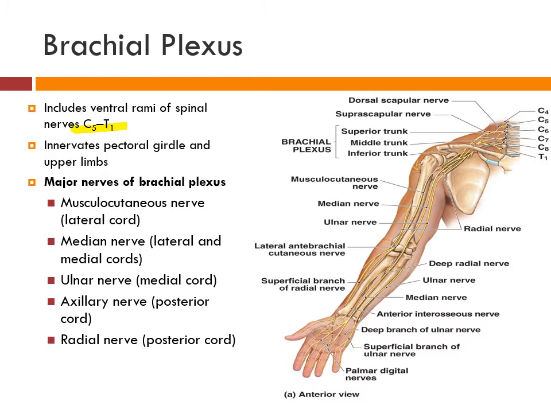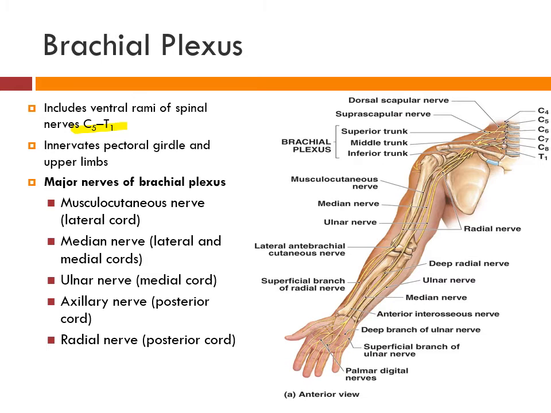Our brachial plexus is split into cords. We have a medial cord and a lateral cord and a posterior cord. We'll get a better look at that on the next slide. I do not expect you to know which nerve comes from which cord, but just know that there are 3 different cords. The major nerves of the brachial plexus are the musculocutaneous nerve, the median nerve, the ulnar nerve, the axillary nerve, and the radial nerve.